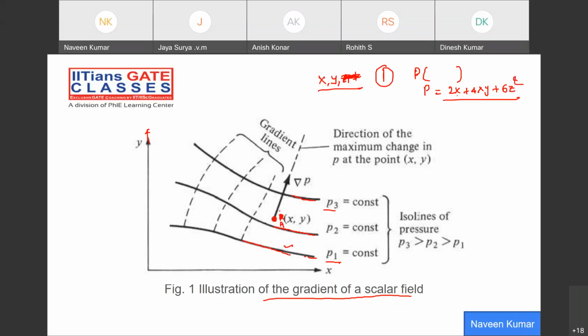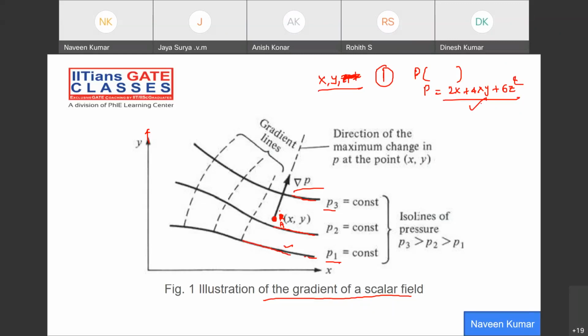Okay, the pressure field is given in this way, and it is asked to calculate the maximum rate of change of p per unit length. They won't directly ask to calculate del p. They will ask what is the maximum rate of change of p and in what direction. Okay, they can ask in that way.